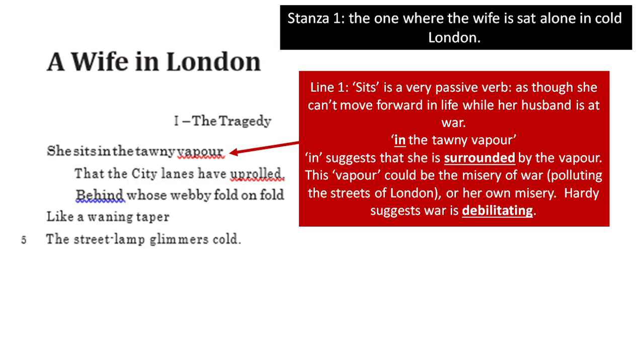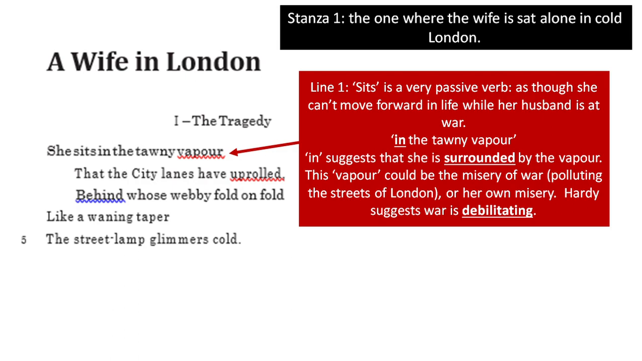So the vapor possibly could be the misery of war that's descended on the city and surrounded everybody, not just her, but it's also her own misery and she can't get out of it. If you think about how it feels when you are in that low state of mind, you feel like you are surrounded by it and you can't get out of it, and there's nothing else you can see other than that really low feeling and that depression that's sitting on your chest. So he really well conveys all of that through just the line "in the tawny vapor". It's an amazing line, and a really powerful line to open his poem with.